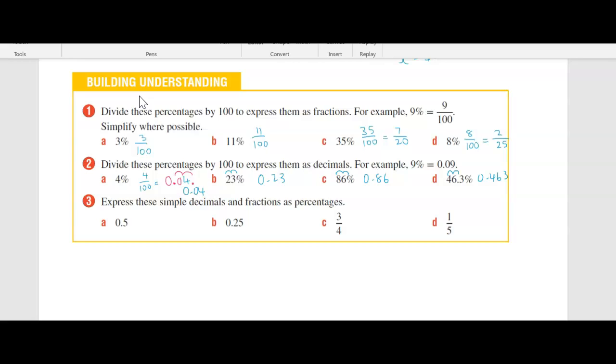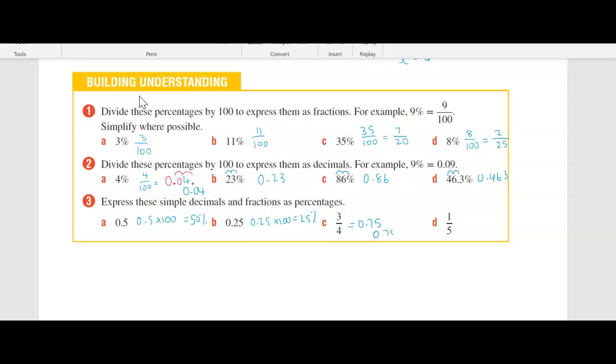All right, express these simple decimals and fractions as percentages. So what we need to do is multiply by 100. So 0.5 times 100 gives you 50, so 50%. 0.25 times 100 gives you 25%. Now I prefer working with decimals, so I know 3/4 is the same as 0.75.